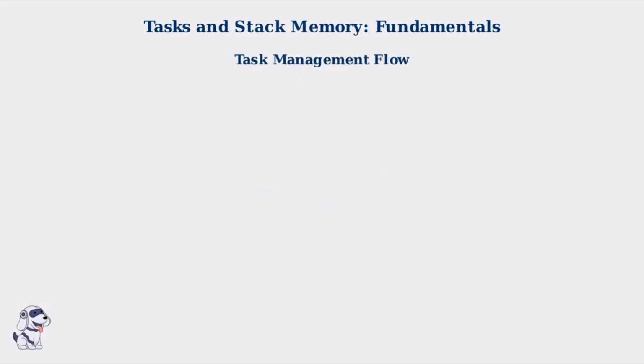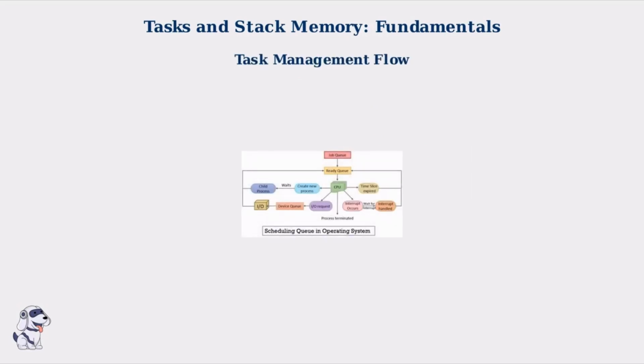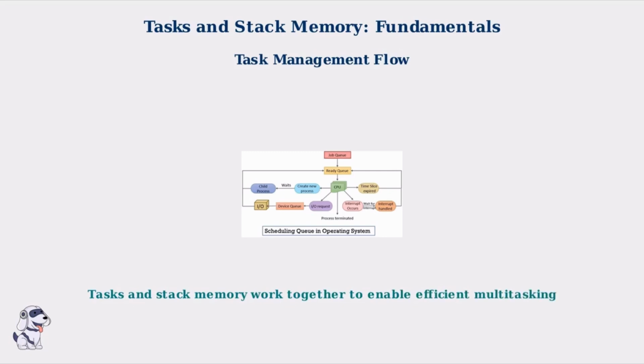This diagram illustrates the complete task management flow in an operating system. Tasks move through different queues and states, from the job queue to the ready queue, then to CPU execution, and potentially back to waiting states or termination. Understanding these fundamentals of tasks and stack memory is essential for comprehending how modern operating systems achieve efficient multitasking and resource management.